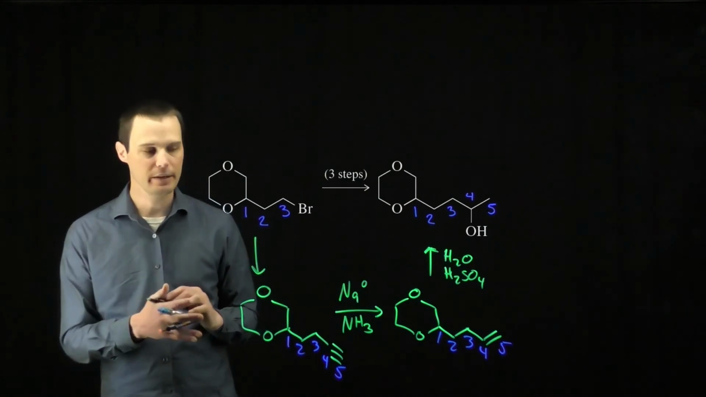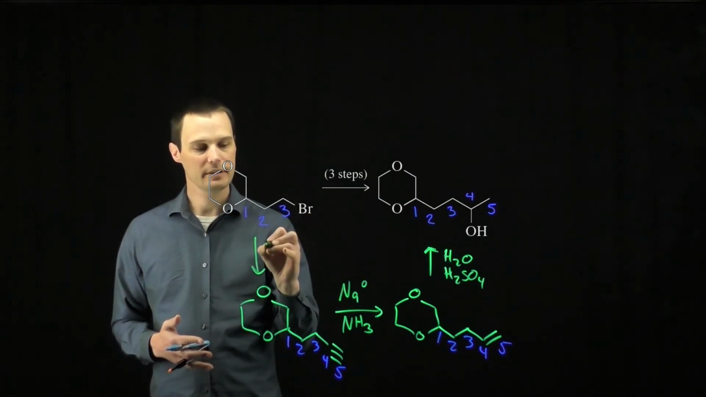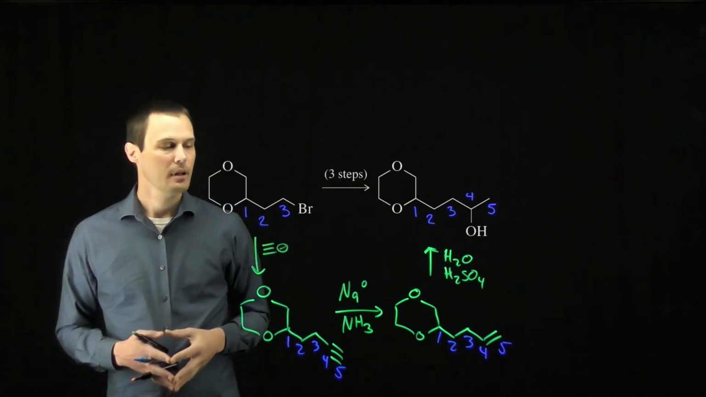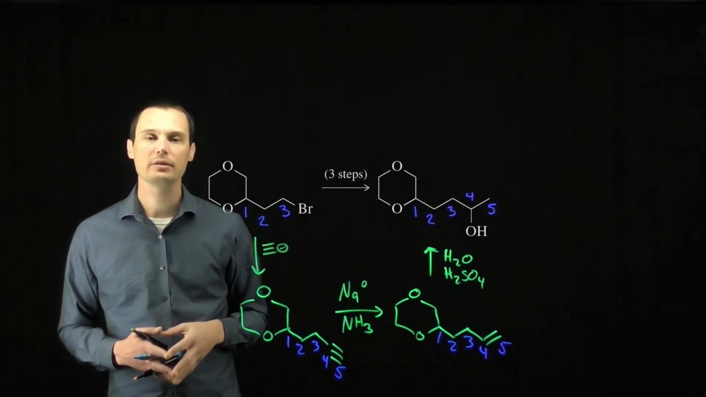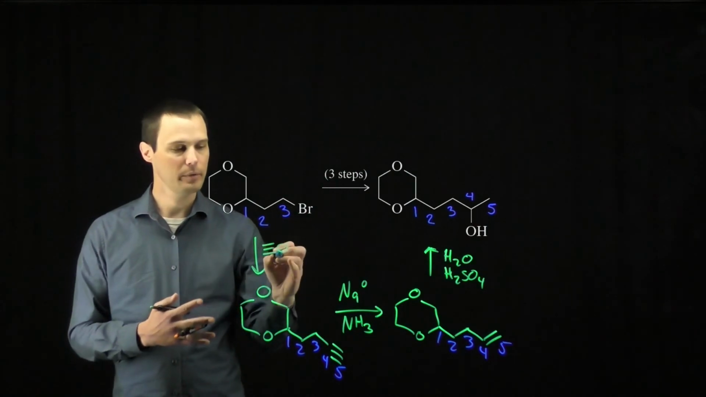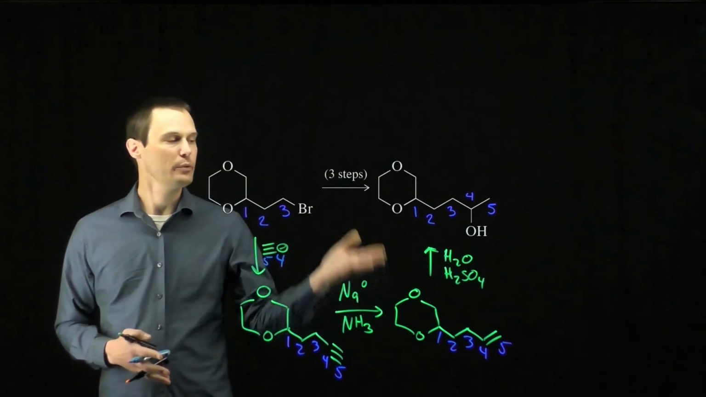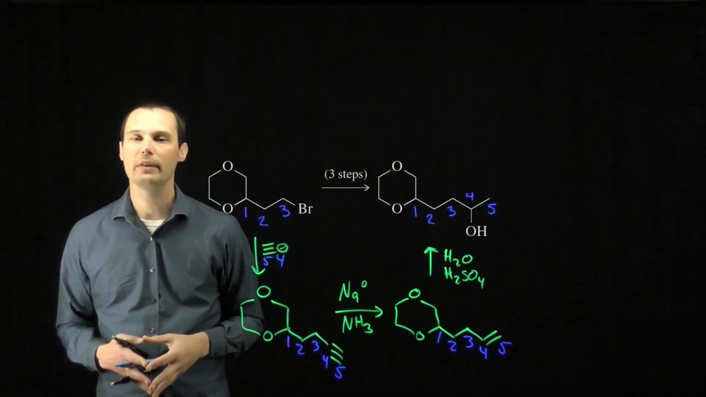That looks like an alkyne addition reaction. So if I were to treat this alkyl halide with the anion of acetylene, that would do a substitution reaction where I would form a bond between carbon 3 and carbon 4, forming the alkyne that I need. These 3 steps will form this alcohol from this alkyl halide starting material.